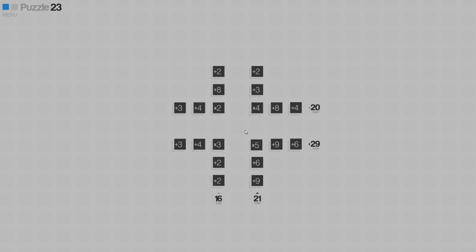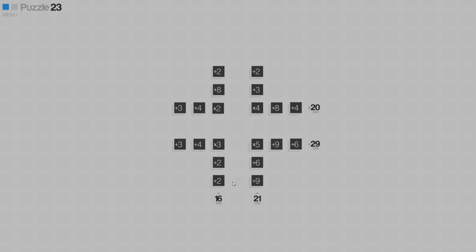Okay, let's start by looking at this clue here. We need a total of 16, a total value of 16. Can we do this without the multiplication tiles? The answer is no, because 2 plus 8 is 10, plus 2 plus 2 is 14. That's not enough, so we definitely need at least one multiplication tile here.